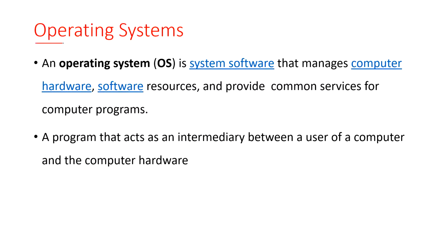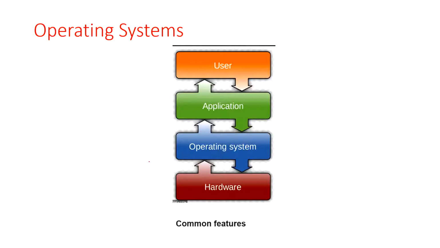Before starting, we should know what operating systems are. Here I have put up two definitions. The first one: an operating system, in short OS, is a system software that manages computer hardware, software resources and provides common services for computer programs. It is also defined as a program that acts as an intermediary between a user of a computer and the computer hardware. That is what operating systems are.